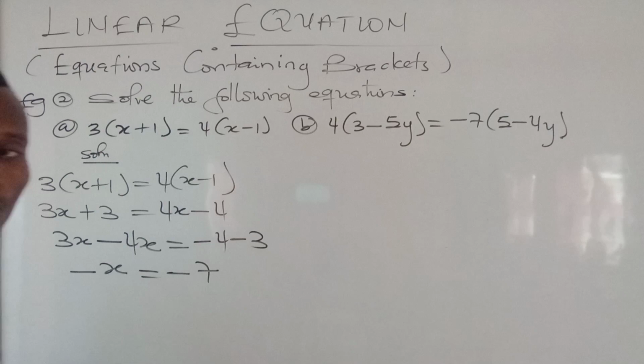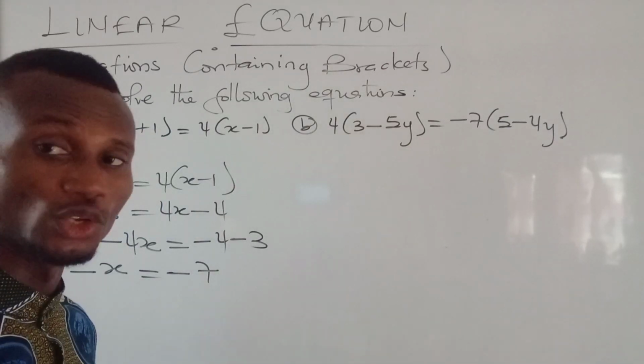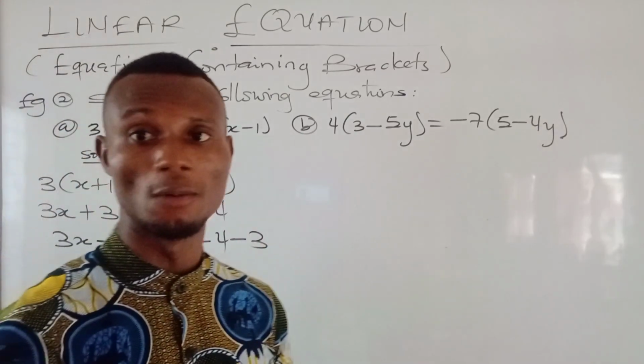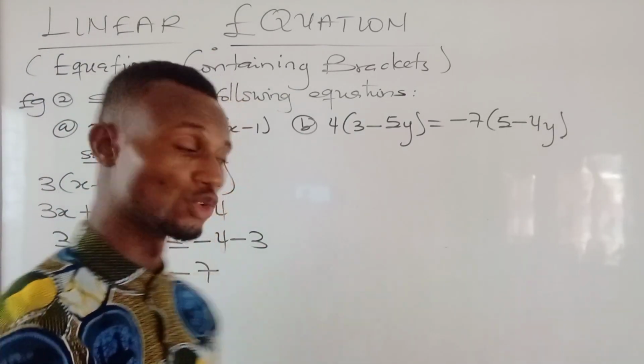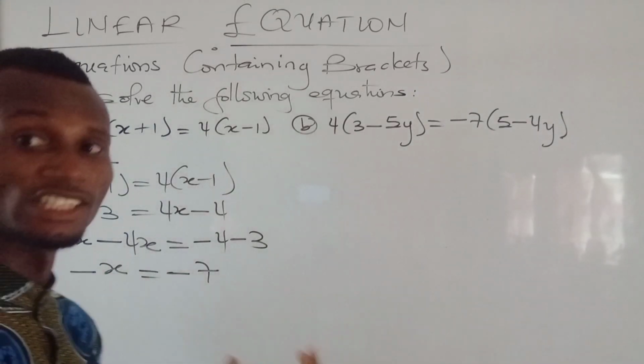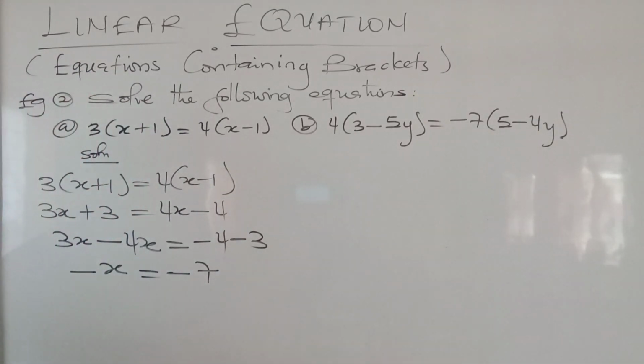Okay, from here we are not done, because we need to get the value for s, not negative s. We have to solve for positive s. So having negative s here, we are not done. We have to make sure it is positive s. How do we get it? We divide through by the coefficient of s. So the coefficient of the s here is -1.